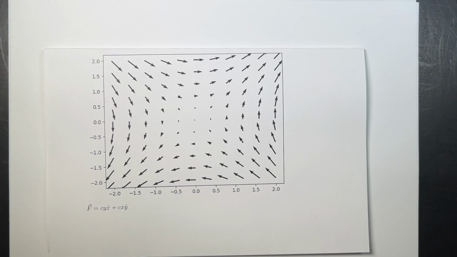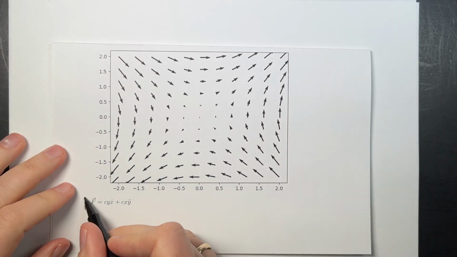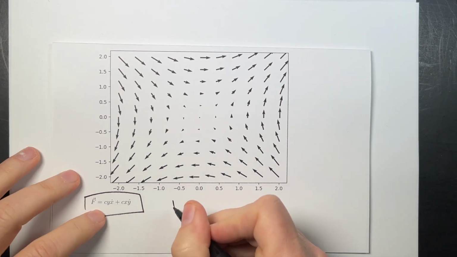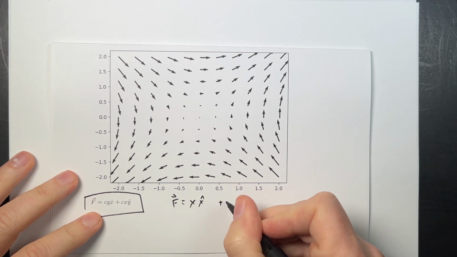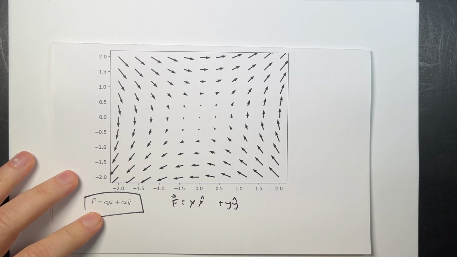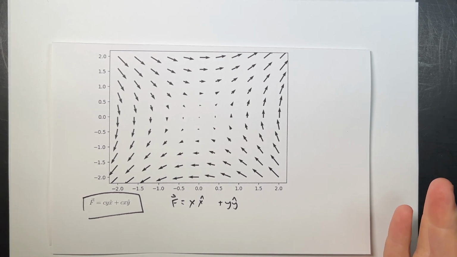Let's do some line integrals. So I have a vector field here, and you can see it's kind of small, and I'm going to let c equal 1 just to make things easier. So this is x hat plus y hat. And we can think of it as work, right? Line work is a line integral.